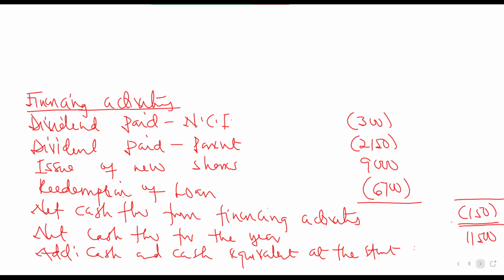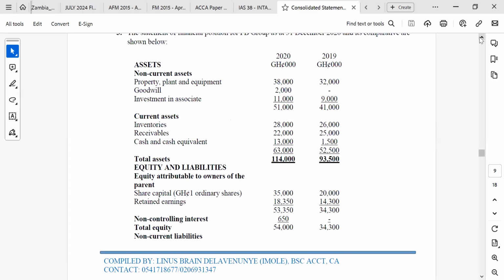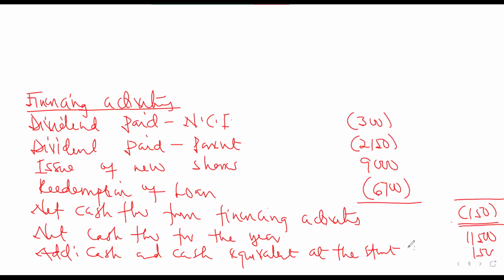So how much is that? This is the amount that we are receiving for the year, and our cash balance at the start is what? 1,500. So you add 1,500 to this one, and you'll be getting your closing balance. If you are not getting your closing balance, please forget it and move on.